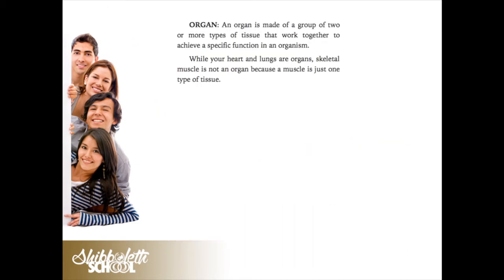Organ. An organ is made of a group of two or more types of tissue that work together to achieve a specific function in an organism. While your heart and lungs are organs, skeletal muscle is not an organ because a muscle is just one type of tissue.